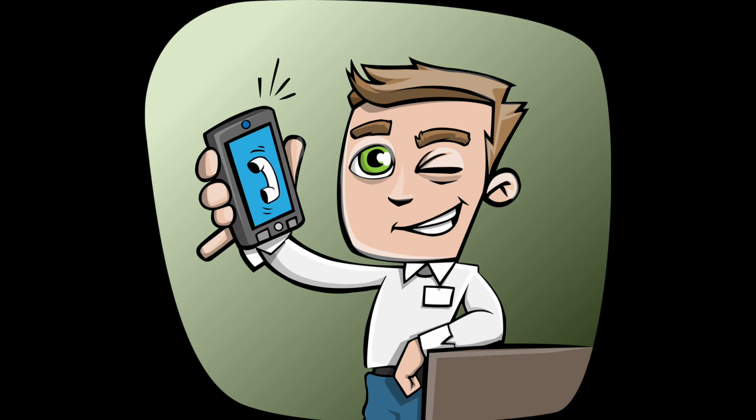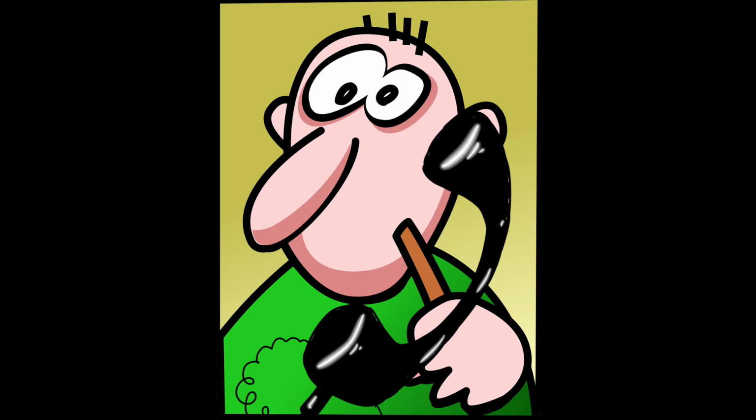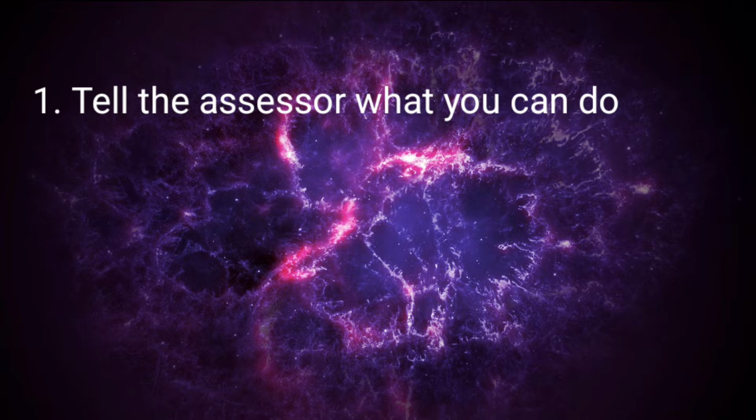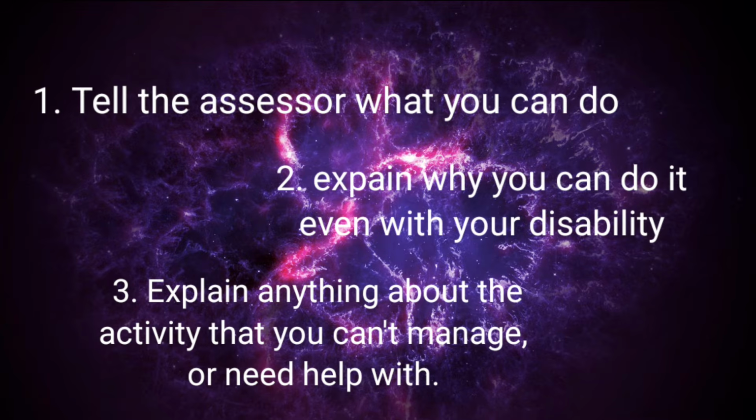Whenever you tell the assessor that you can perform an activity, you should say how you manage that with your disability. Perhaps take a three-pronged approach. 1. Tell the assessor what you can do. 2. Explain why you can do it even with your disability. 3. Explain anything about the activity that you can't manage or need help with. Let's look at some examples of how this works in practice.